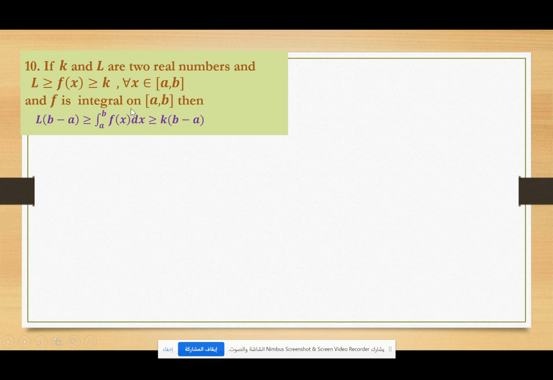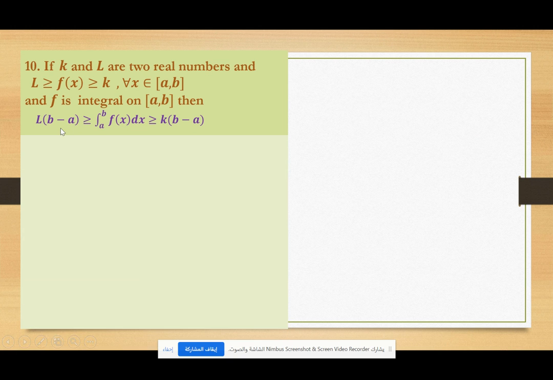It means the limit of the summation of f of x multiplied by delta x exists and the area can be calculated on the interval from a to b, then the integration for the whole function from a to b f of x dx will be bounded also. So the area will be bounded also between the first limit, k times b minus a, and the second limit, which is l times b minus a. And we can call this k times b minus a the lowest or the lower limit. And this we can call the upper limit.